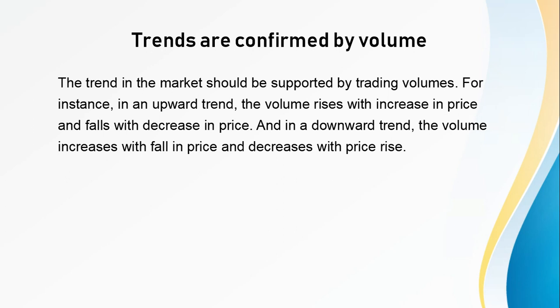Now, the next principle is that trends are confirmed by volume. The trend in the market should be supported by trading volumes. For instance, in an upward trend, the volume rises with increase in price and falls with decrease in price. And in a downward trend, the volume increases with a fall in price and decreases with the price rise.